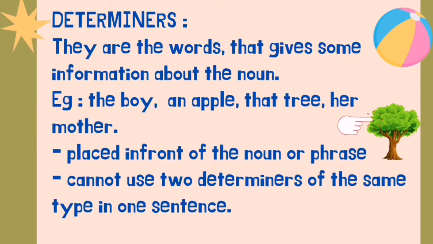Okay, you may wonder that the and an are articles. Yes, you are right. So articles is one of the types of the determiners. We'll see in detail. Okay. So what are the rules? Determiners are placed in front of the noun. So if there is a noun, for example, the boy is a noun, so the is a determiner. It is placed in front of the noun. And we cannot use two determiners of the same type in one sentence. That is, if it is an article, two articles cannot be in one sentence.